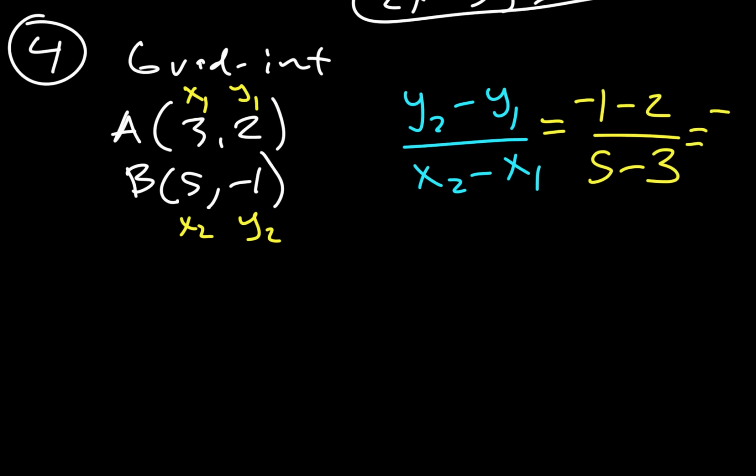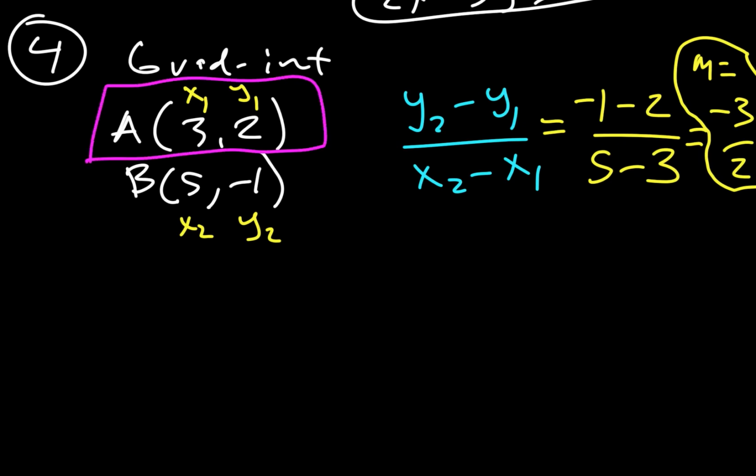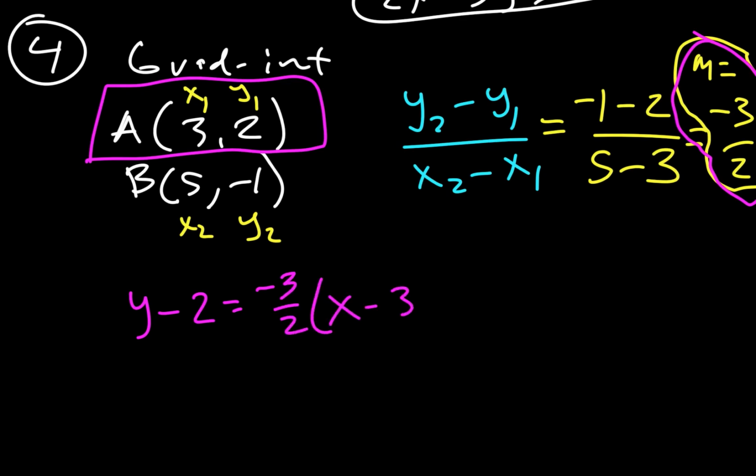Negative 1 minus 2 is negative 3. 5 minus 3 is 2. And so this is our gradient, or our slope. Okay. Now we just pick one of the points that we were given. I'm going to pick A, and then we pick our slope, and we put it in point slope form, or point gradient form. So that's y minus y1 equals the slope, and then x minus x1, which is that.